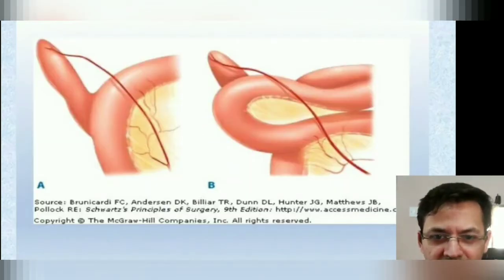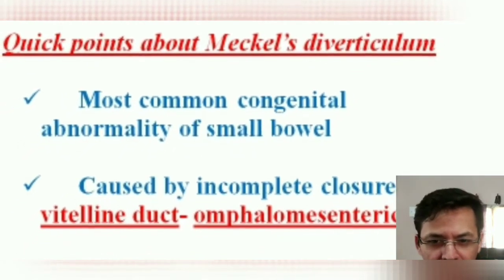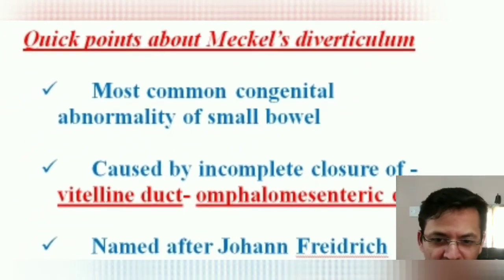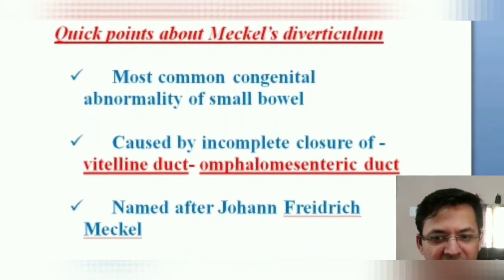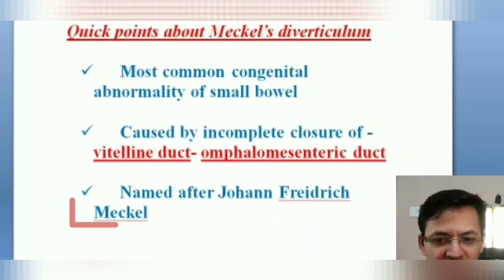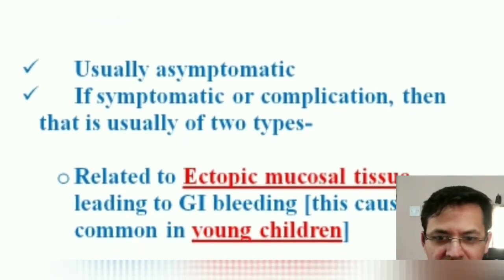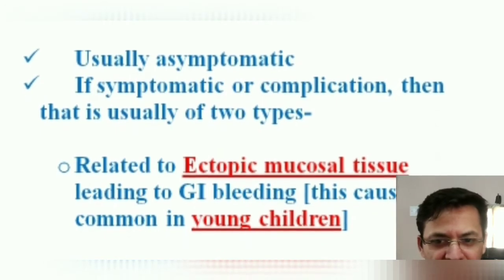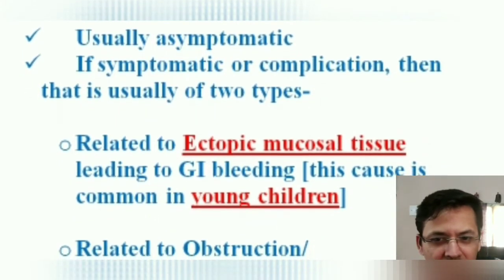Now we can see a few quick points about Meckel's diverticulum. It is the most common type of congenital abnormality of the small bowel. It is caused by incomplete closure of the Vitelline duct, also called the omphalomesenteric duct. It is named after Johann Friedrich Meckel. It is usually asymptomatic. However, if symptoms or any complication occurs, it is usually of two types.